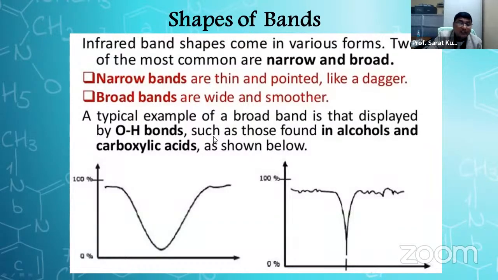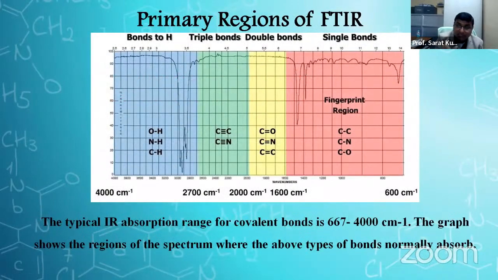smoother. The typical example of a broad band is displayed by the OH band, found in alcohol and carboxylic acid, and the sharp band, that is, the narrow band, is found in other kinds of bonds. That means two types of bands. Don't be confused, it is either a sharp band or a broad band. That depends, as I told, on the interference, how much interference you are putting in a particular bond, the absorbance of the IR light and the interaction that gives whether the band is sharp or broad.